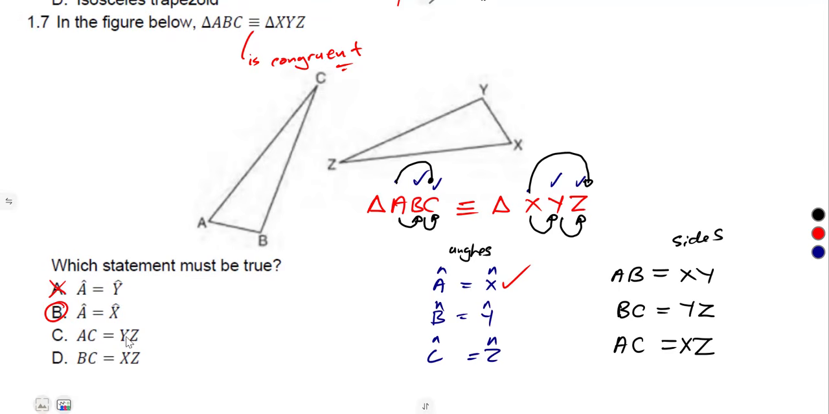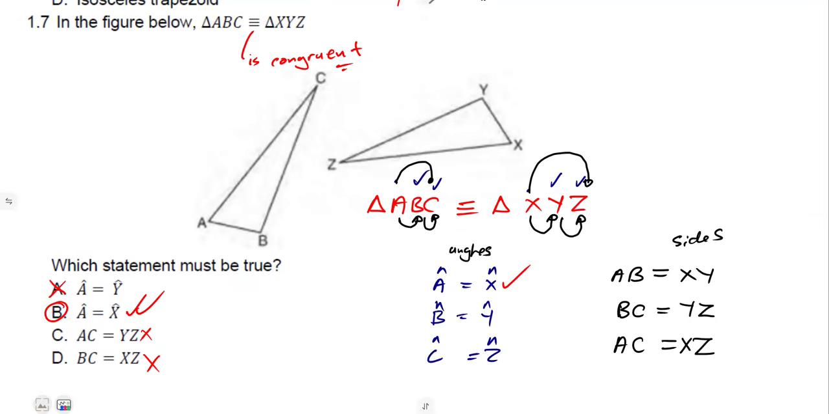AC is equal to YZ. AC is equal to XZ. So this is wrong. BC is equal to XZ. BC must be equal to YZ, not XZ. So this is also wrong. So the best answer there was going to be B.